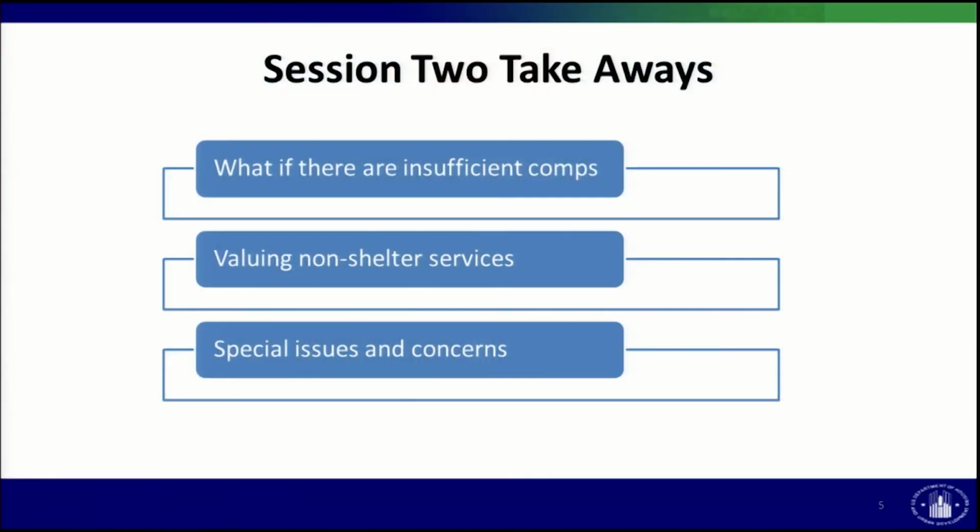As I said, we're going to be covering a lot of material in the next hour, but I'd like you to take away 3 things from this session. 1, what you're to do if you can't find sufficient comparables. 2, how to value those pesky non-shelter services provided at the subject or the comparable. And last, take note of common errors, items that we hope appraisers will pay particular attention to when preparing RCSs in the future. So let's get started with the 6-point criteria.